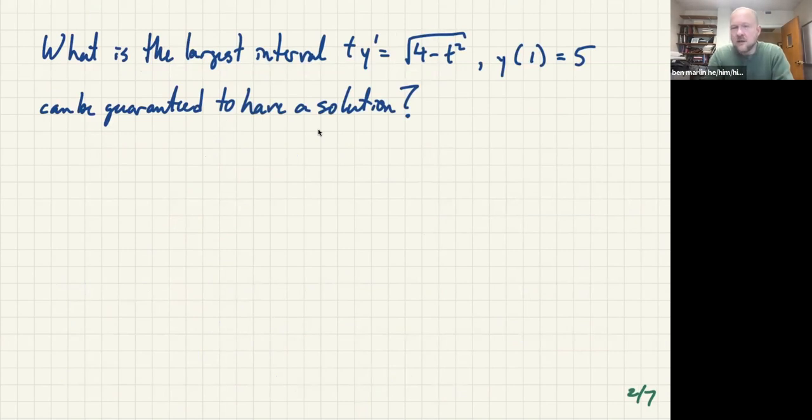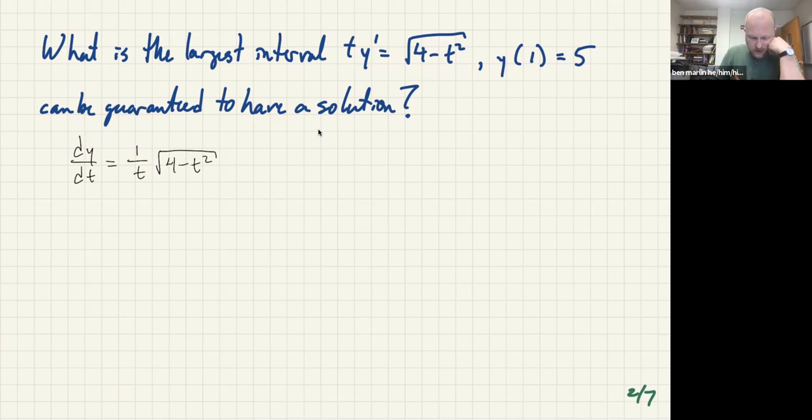So we're going to take a look at just one quickie example where we say, what's the largest interval where we can be guaranteed that this differential equation has a solution. Now, taking a look at that, you can see that it's not quite in the format we want. We need to go ahead and solve for the y prime, or the dy dt, and end up with 1 over t square root of 4 minus t squared.